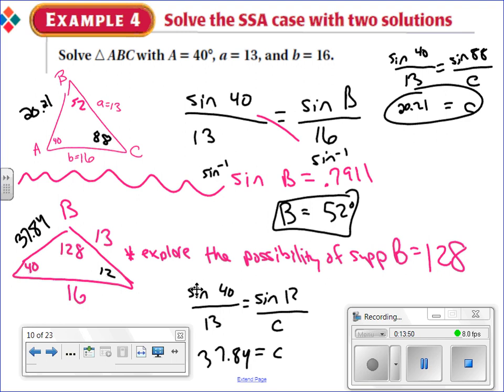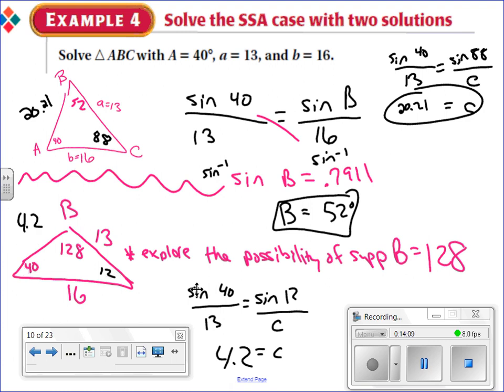Let me just type it again. 13 times sine 12 divided by sine 40. 4.2? Yes. Aha! I just typed something in wrong. It happens. Thank you for checking. Yep, you did get it right. Mrs. Hart typed something wrong. You know, I should have recognized I typed something wrong.